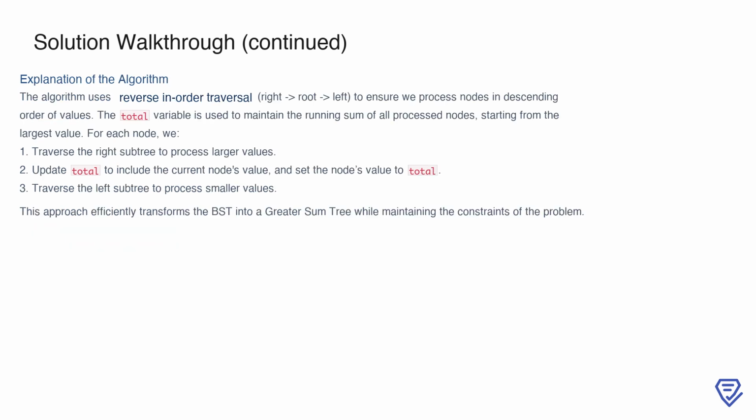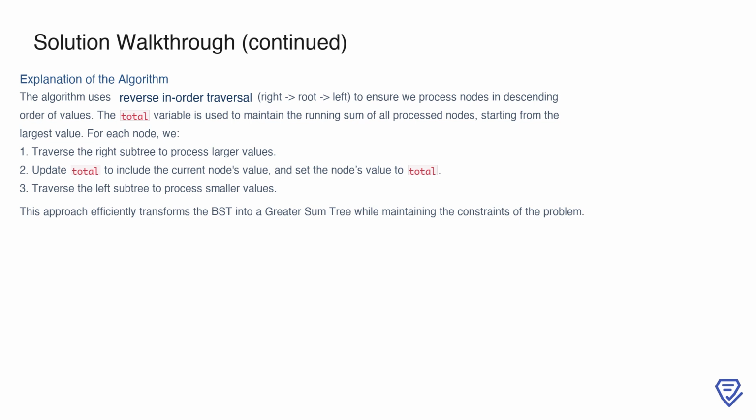The algorithm's efficiency lies in its use of reverse in-order traversal, which processes nodes in descending order of their values. This ensures that the running sum, stored in the total variable, always includes the values of all previously processed nodes. For each node, we first traverse its right subtree to handle larger values, update total to include the node's value, and then modify the node's value to reflect the updated total. Finally, we traverse the left subtree to process smaller values.